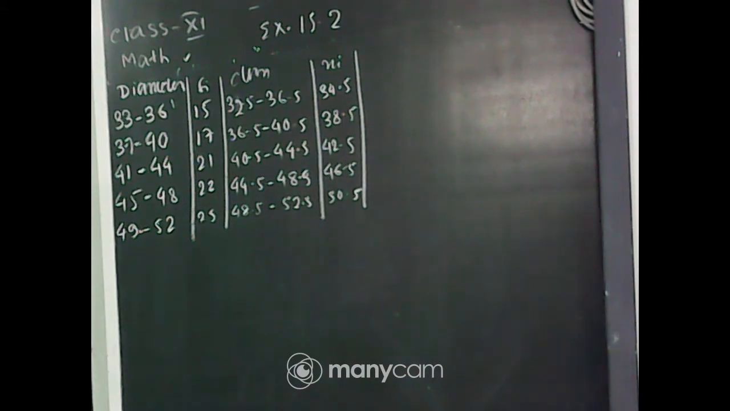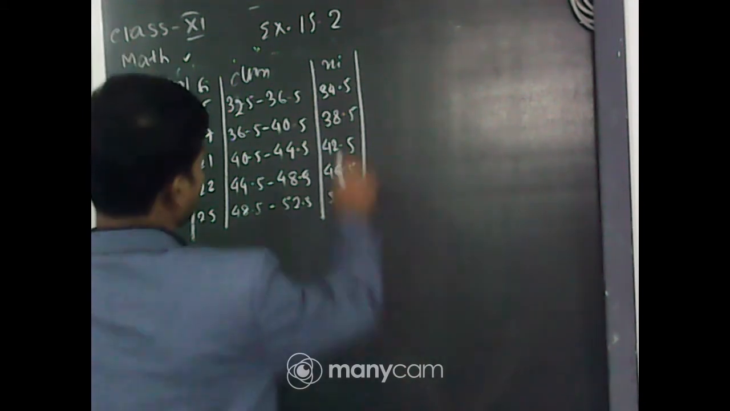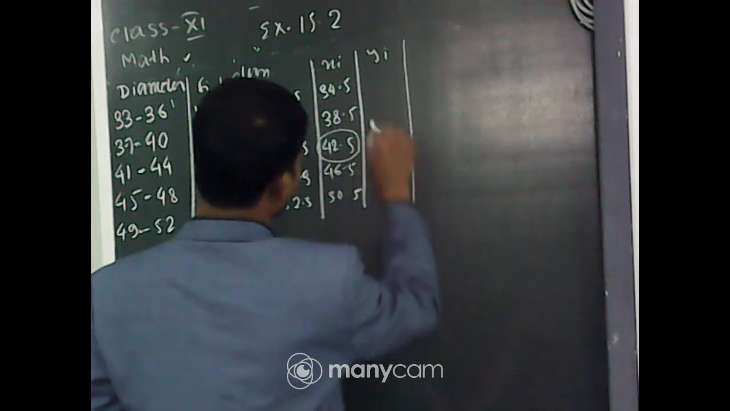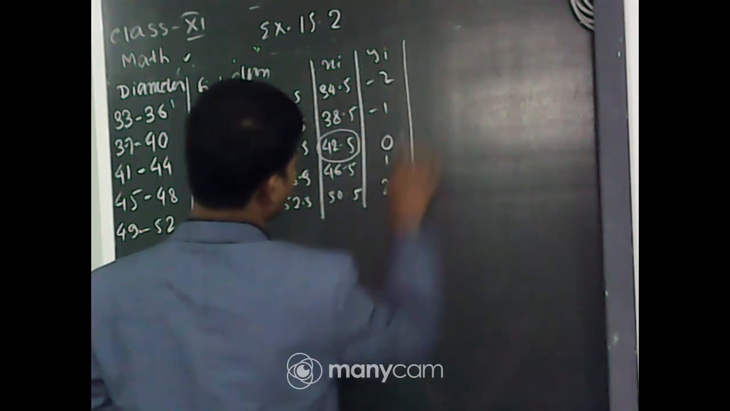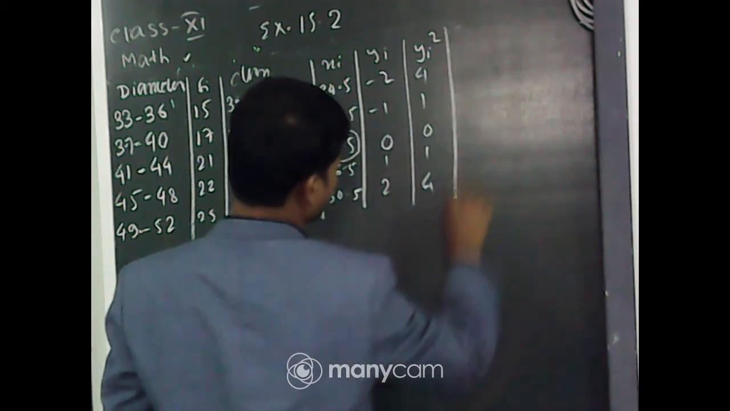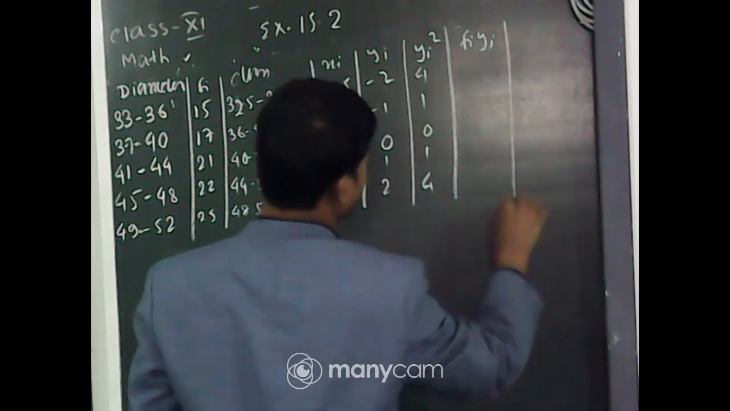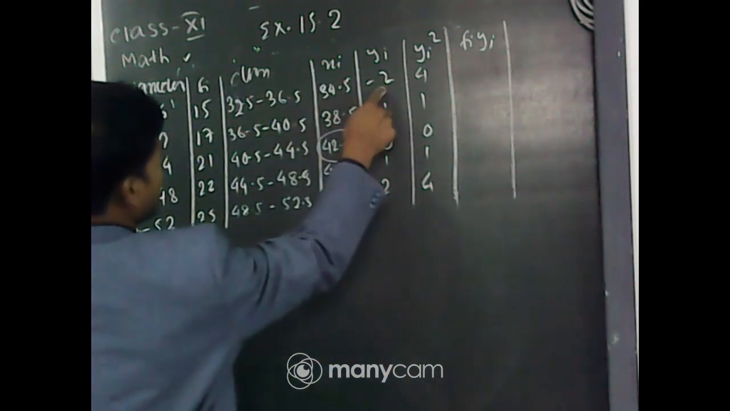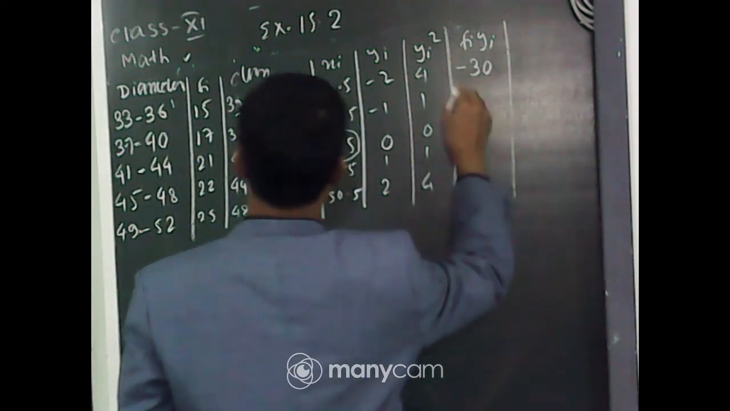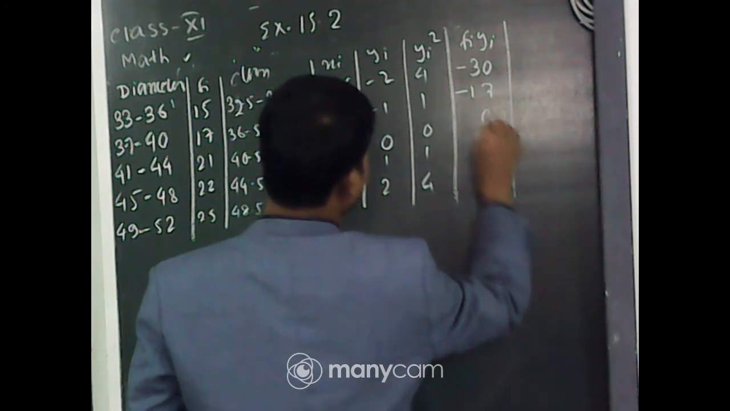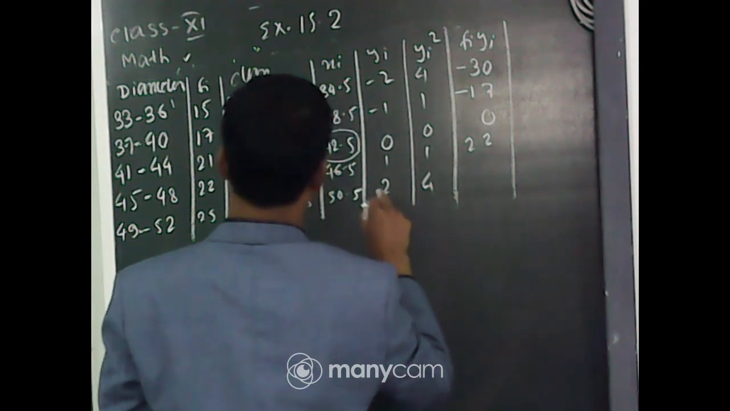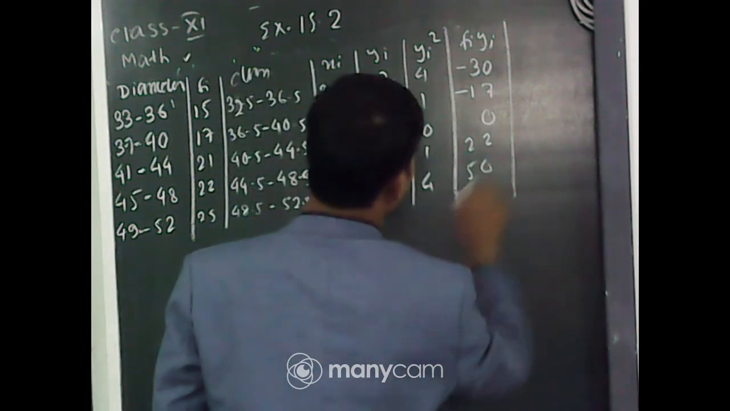Now we will find the mean of the data. We take this as your A. Find the value of yi. That will be 0, -1, -2, 1 and 2. Then find yi square: 4, 1, 0, 1, 4. Then fi yi. This is your fi and this is your corresponding yi. So multiply: this is -30, -17, 0, 22, and this is 2 into 25, that is equal to 50.